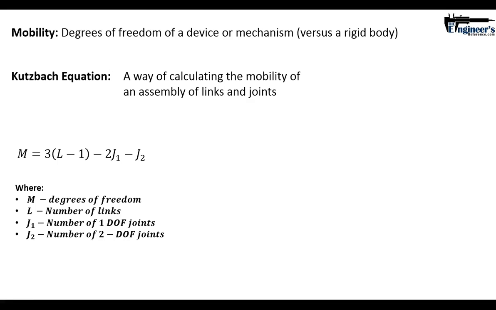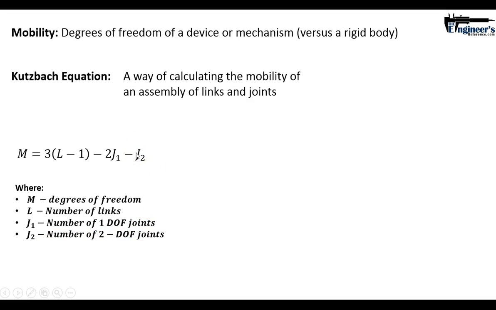It's a series of links and joints, and one way to try and understand that mechanism, the robotic gripper, is with this Kutzbach equation. What it is just saying is the mobility is equal to 3 times the quantity of the number of links minus 1, minus 2 times the lower pair, minus the upper pair, or the number of 1 degree of freedom joints and the number of 2 degrees of freedom joints.